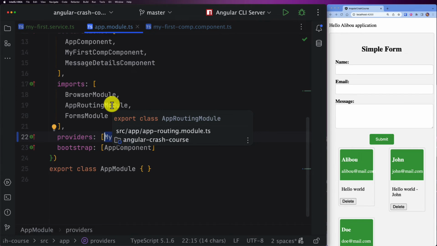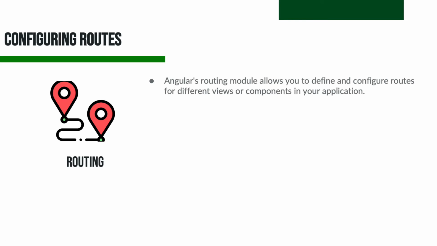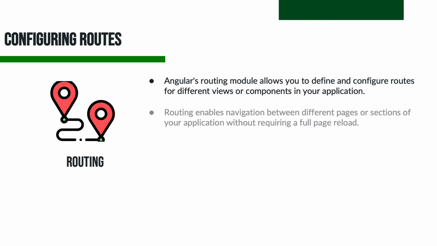All right, now we understood very well how services work. Now let's move on and see what comes next. So now let's understand routes. Routing: Angular's routing module allows you to define and configure routes for different views or components in your application. Routing enables navigation between different pages or sections of your application without requiring a full page reload.